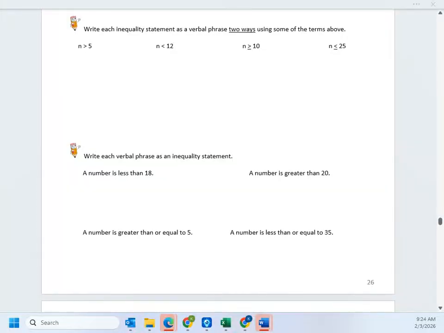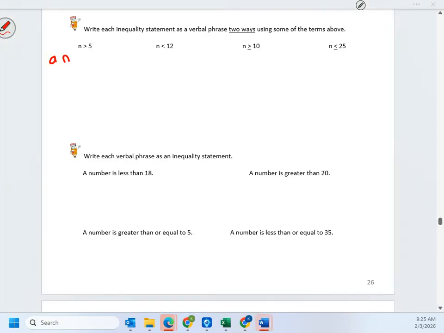Now, we're going to use it, just like we did in our last unit. Write each inequality statement as a verbal phrase 2 ways. So we're going to come up with 2 different verbal phrases using some of those terms above. So let's look at this first one. What is one way I could write that? What's a verbal phrase I could use? Jack? A number less than 5.